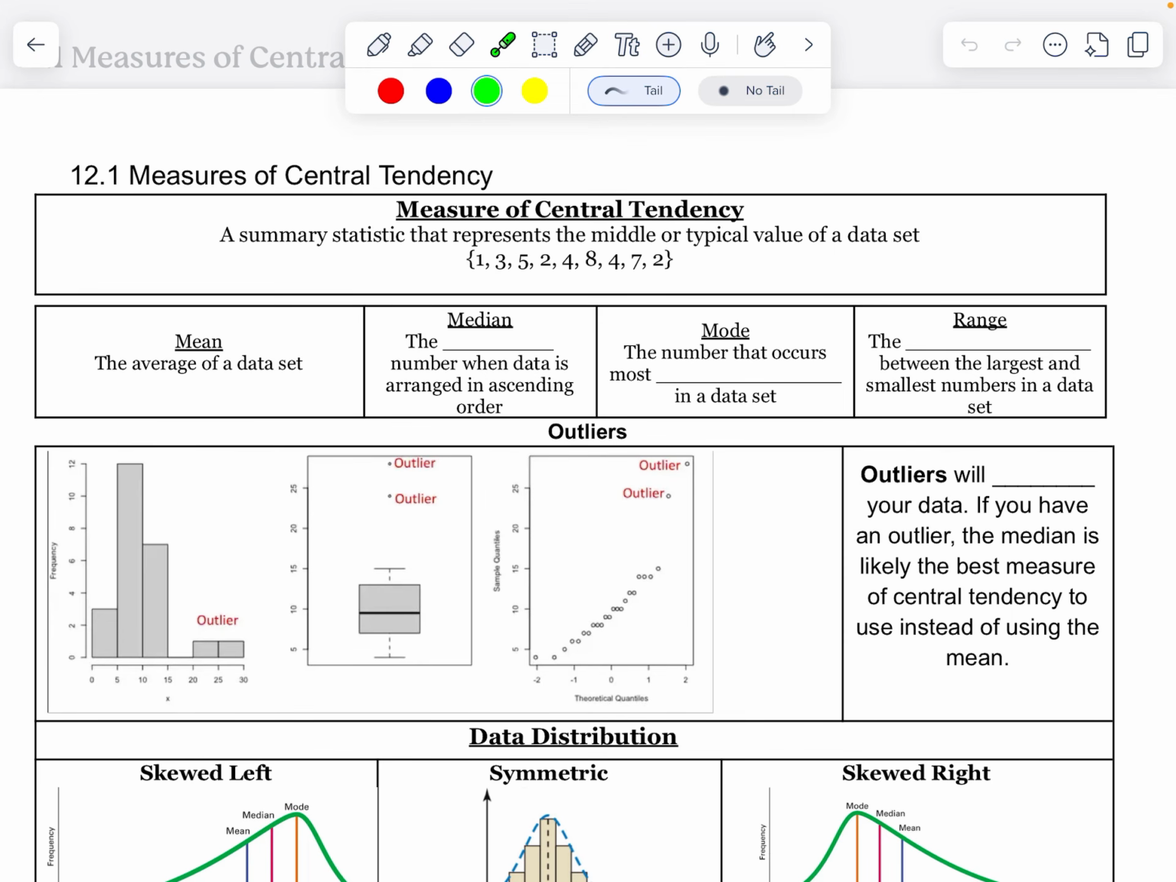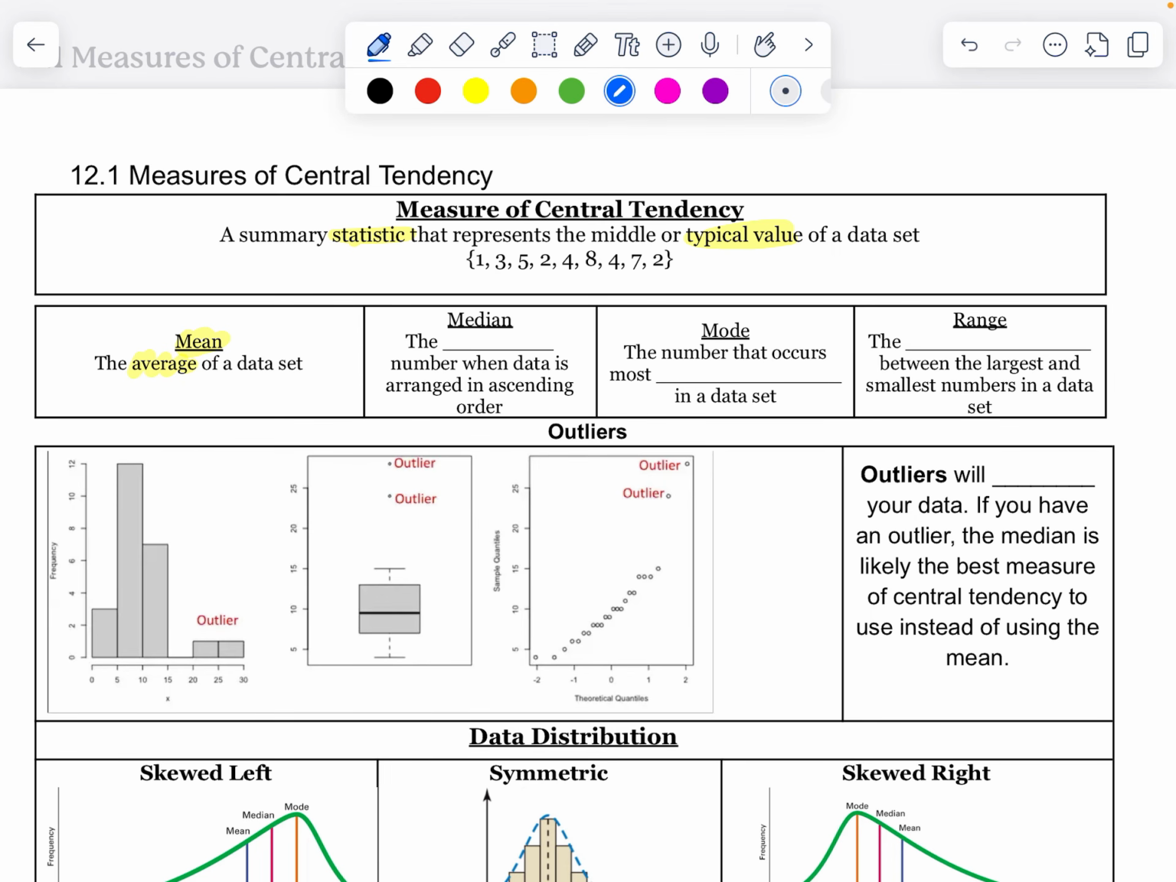We're starting with measures of central tendency, which are summary statistics, like you've seen all these before, that represent middle or typical values. So when you have a ton of values, this helps you get an idea of what they mean. For example, the mean. The mean is just the average. Add them up, divide by how many you have.